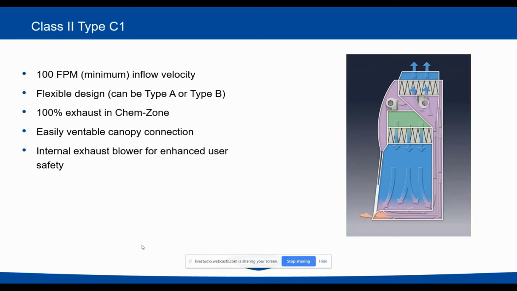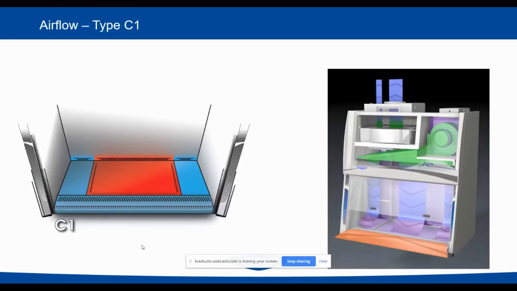These are easy to duct and connect to a building system. You can have a fume hood on the same exact pathway as this BSC type, whereas a fume hood connected to a B2 would be very difficult to balance. And there are also some strategies with the internal blowers that can help promote and enhance user safety by allowing for stability of the biosafety cabinet's airflow in the event of a building fluctuation.